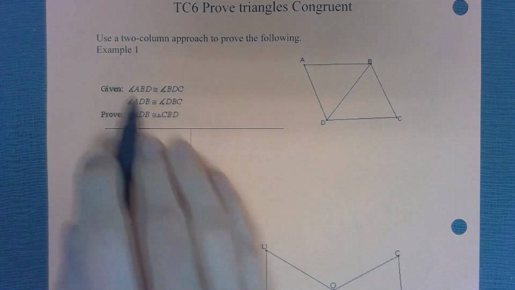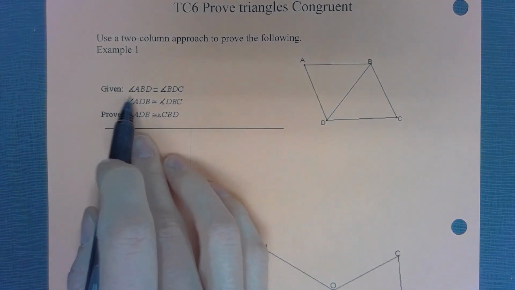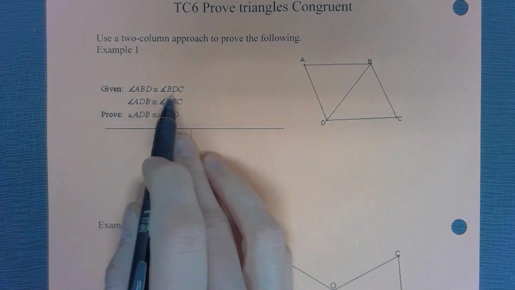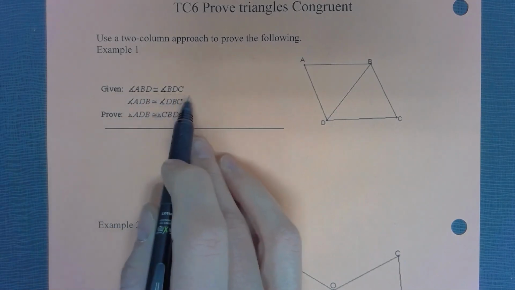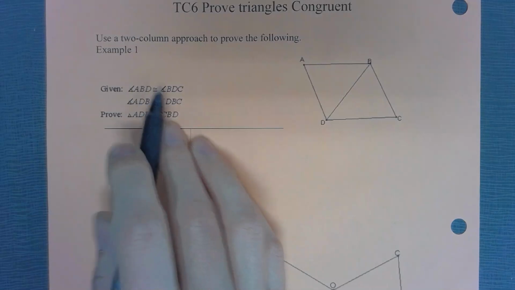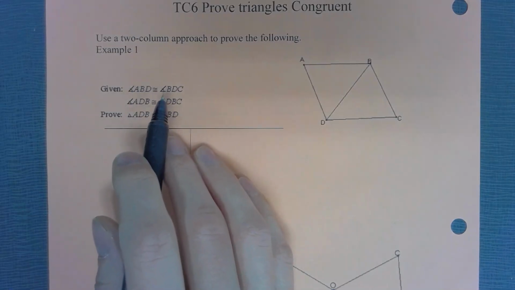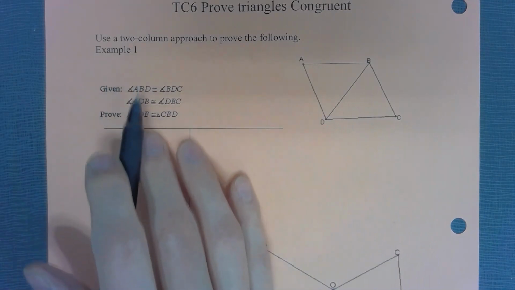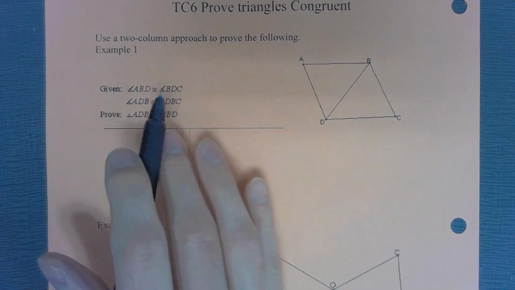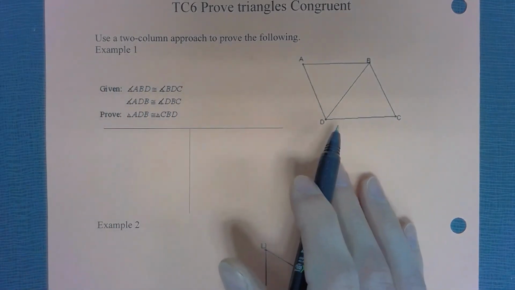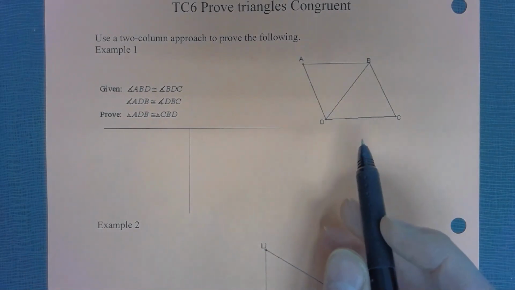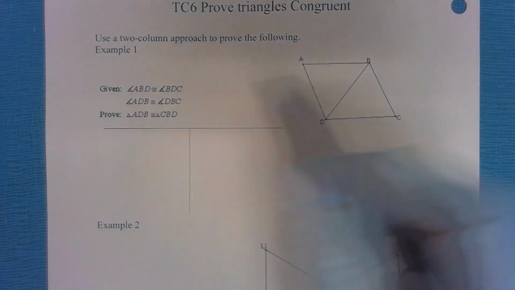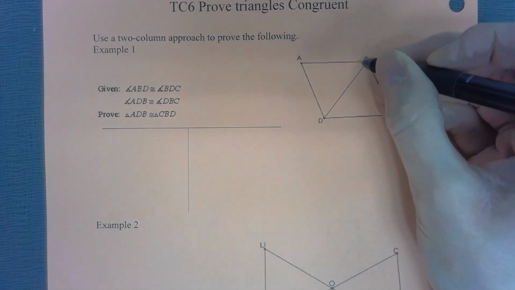Remember, we always start with what we're given. So in this case, we're given that angle ABD is congruent to angle BDC. A good practice is, when you have a picture and some given information, to put that given information on the picture if it's not already there, to help you organize your thoughts. So angle ABD is this angle up here.